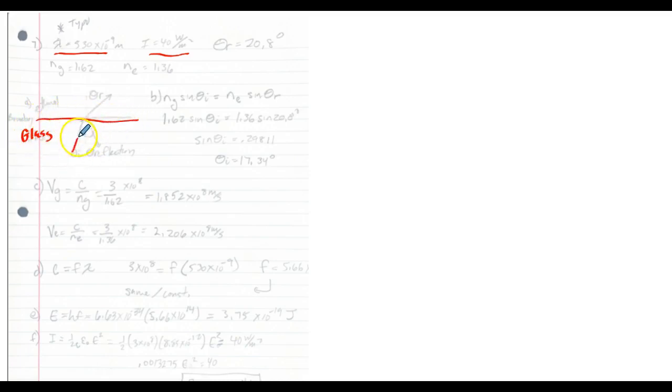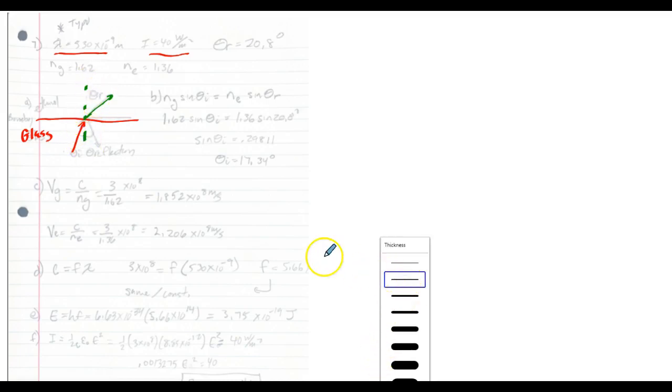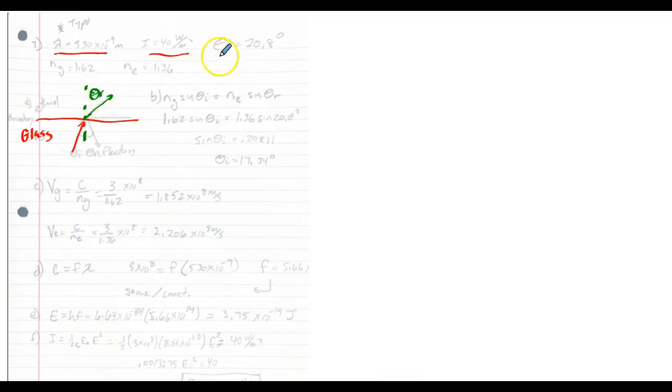Starting in glass, it's going to refract from the normal at an angle of 20.8 degrees. It tells you the index for the glass and then the ethanol, which is a fluid. And you're supposed to sketch the situation. So this would be my sketch. This is the boundary, that horizontal line. My normal is the green dotted line. My angle of incidence is here.